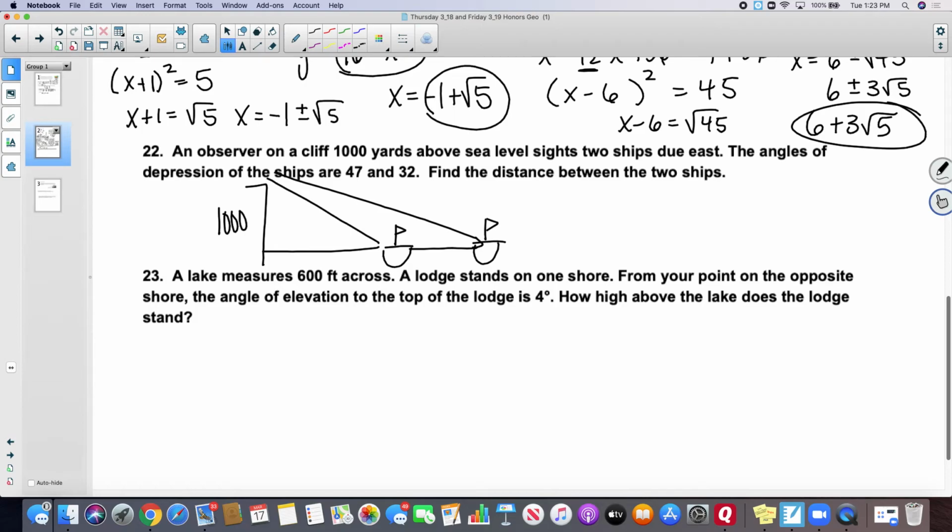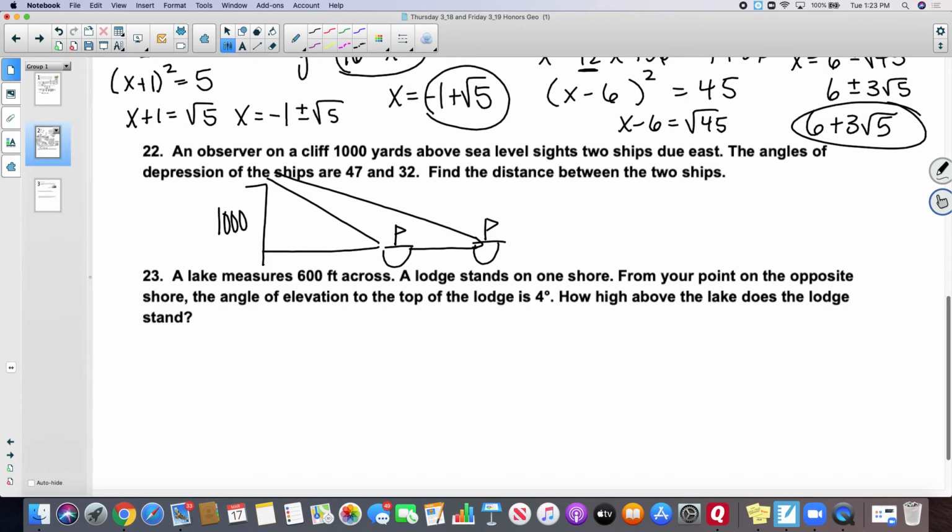And if you'll remember from before spring break, we talked about the closer you get to something, the higher the angle of elevation gets. Because when you back up from something, the angle of elevation that you have to look up gets smaller. So 47 should be here, and 32 should be here. And we want to find the distance between the 2 ships.